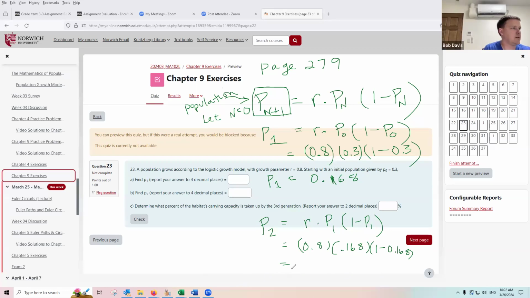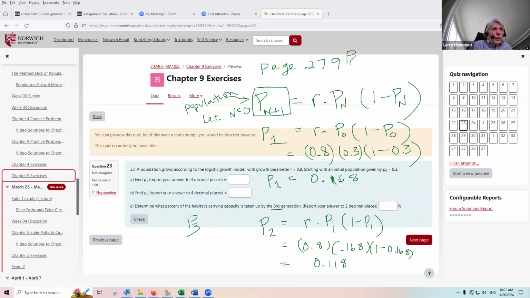Okay, perfect. And now this talks about figuring out what percent of the habitat's carrying capacity is taken up by the third generation. And really, that's another way to ask you to find P sub 3. When they say the third generation, P sub 3. So what's happening here? If you remember, P sub 0 started out at 0.3. That's the initial population.